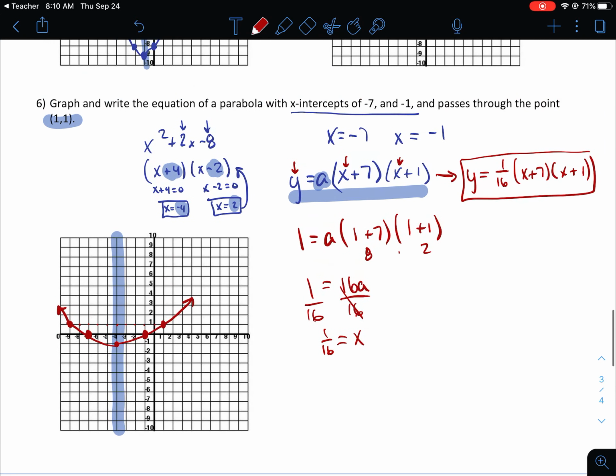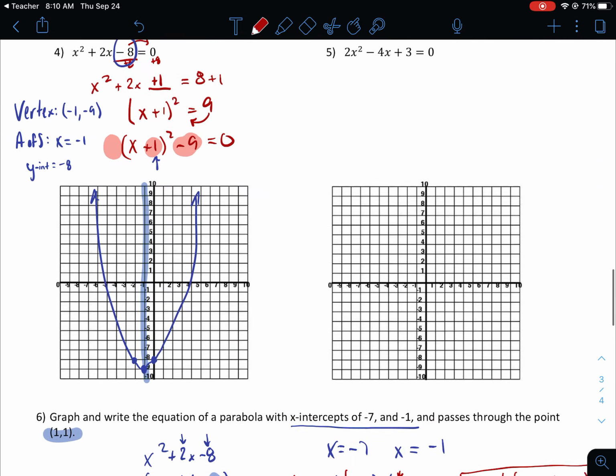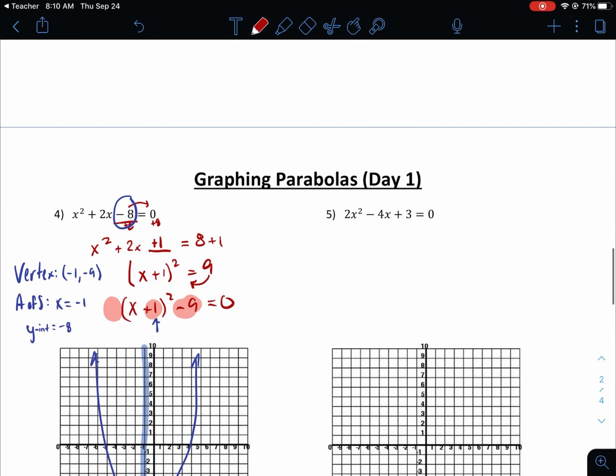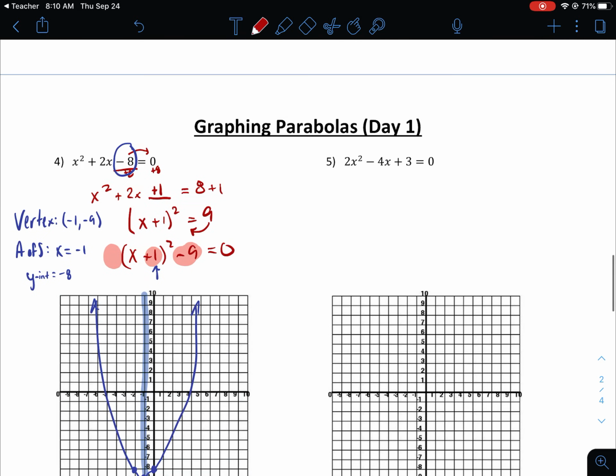So that is graphing parabolas. Again, that last part might be a little more confusing now that I look back on it, but we will go over number 6 again in class, that type of problem. Most of your problems, I'll tell you right now, will look like the first half of this lesson.